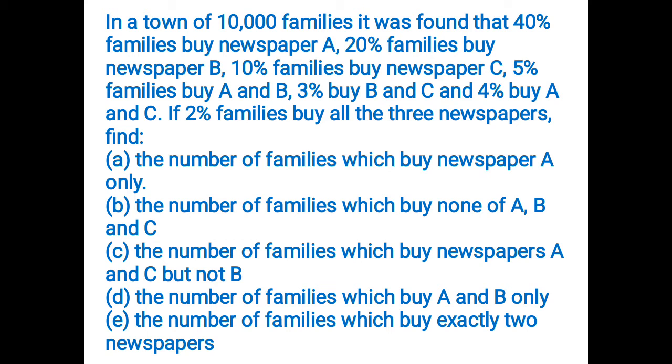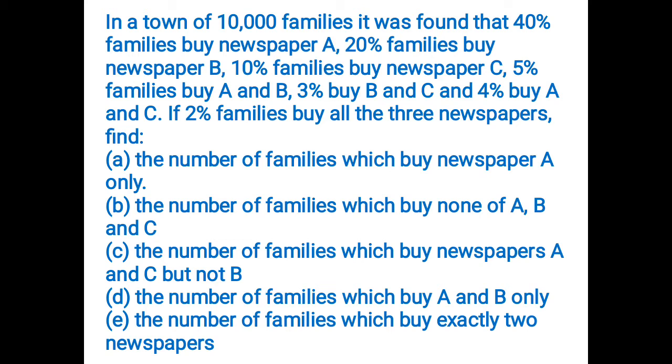B, the number of families which buy none of A, B, and C. Meaning there is a complement here. B is telling us that there is a complement. So we will look at how the diagram is done when there's a complement. You have to indicate the complement as well. Then C, the number of families which buy newspapers A and C but not B.